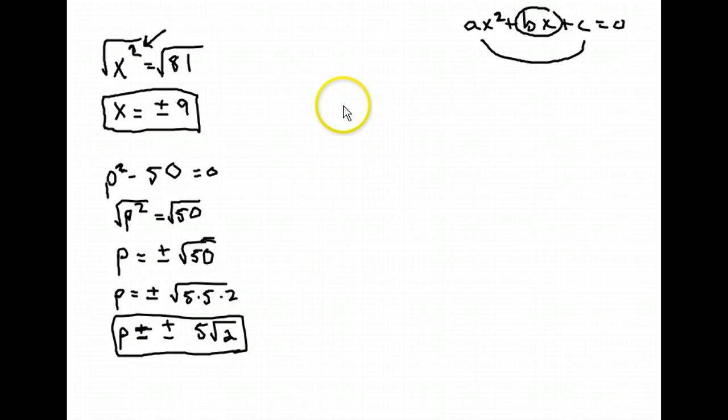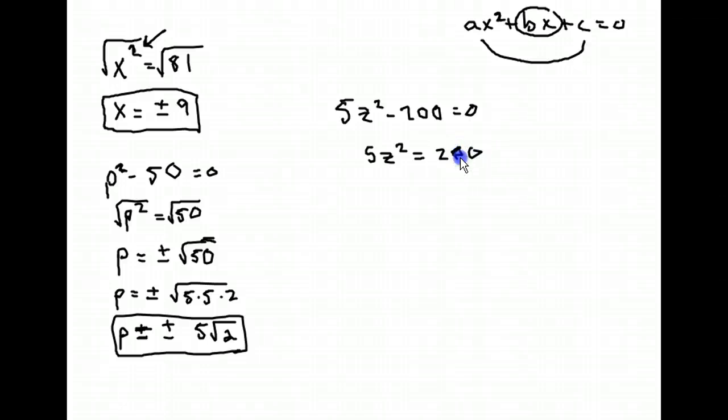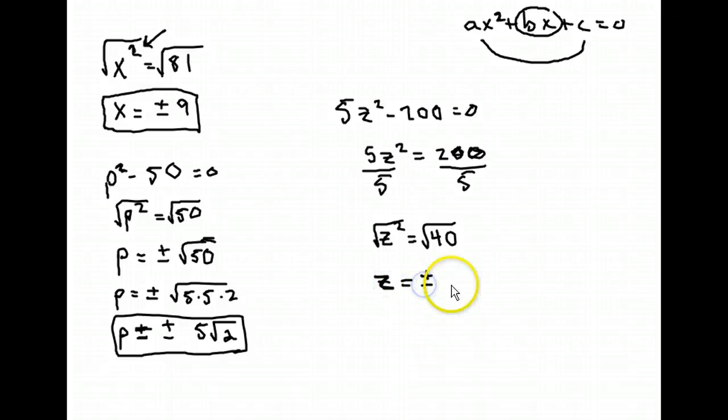Let's say, for example, you have 5z squared minus 200 equals 0. Well, you move the number to the other side, so you have 5z squared equals a positive 200, because when you move 200 to the other side, you have to add it. To get rid of the 5, you would divide both sides by 5. And you'll end up with z squared equal to 40. And then you would square root both sides. So you have z, because the square root of z squared is z, equal plus or minus the square root of 40.